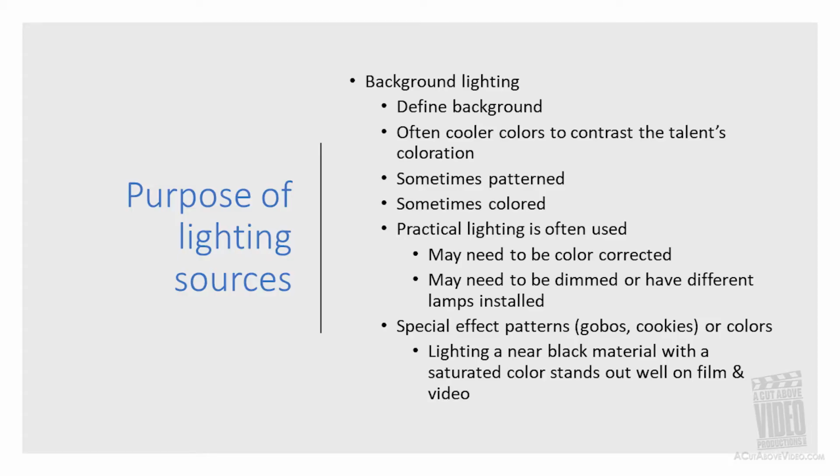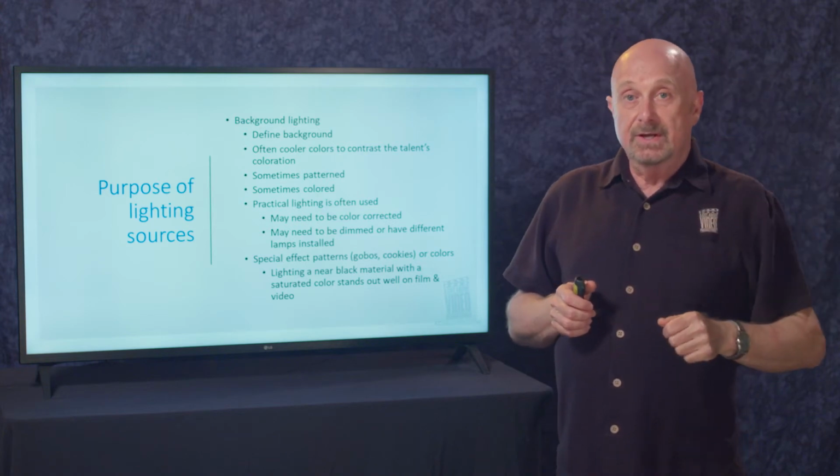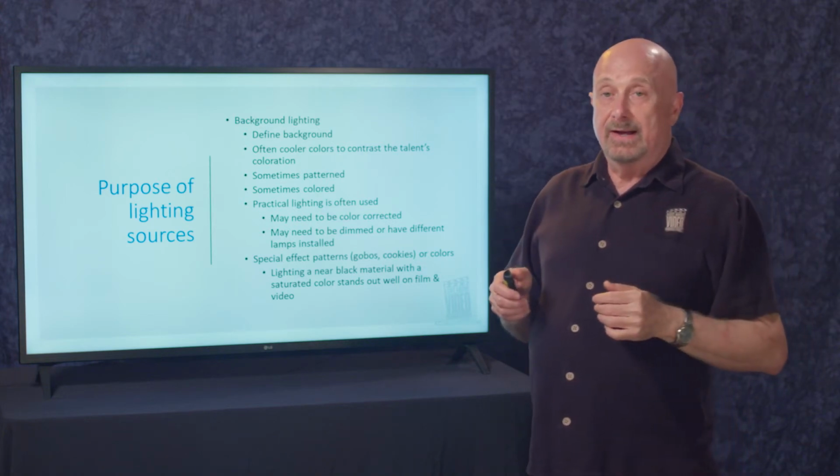Special effect patterns, which are known as gobos or cookies, are commonly used. And the first lighting fixture I showed you was an ellipsoid. That is a very defined light, a very controlled light. You have gobos you can slip in those fixtures that will put a pattern on the background.